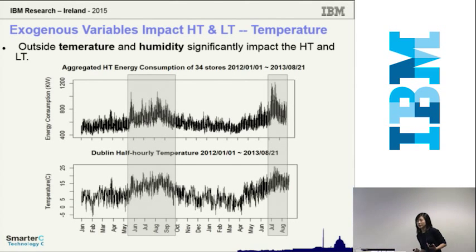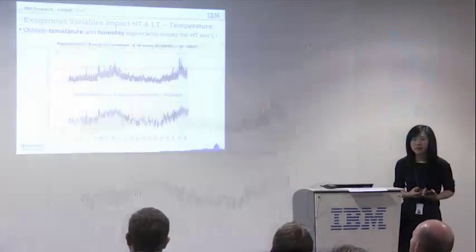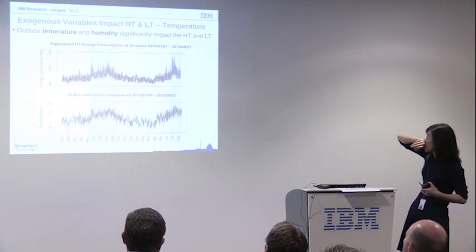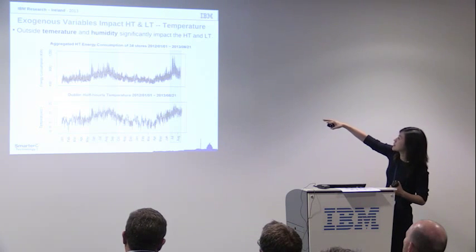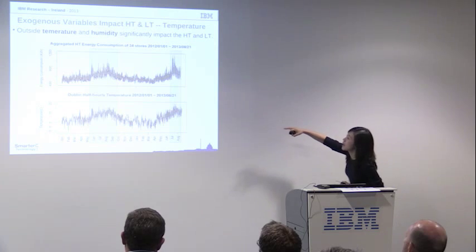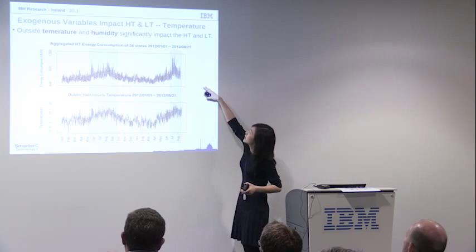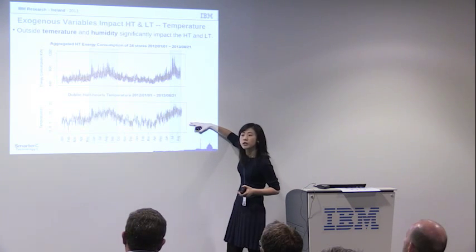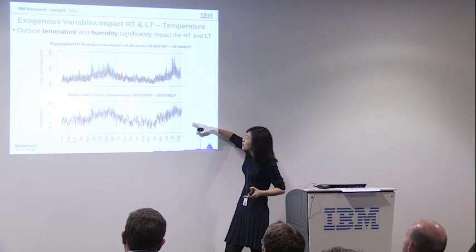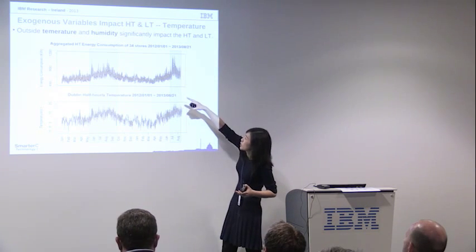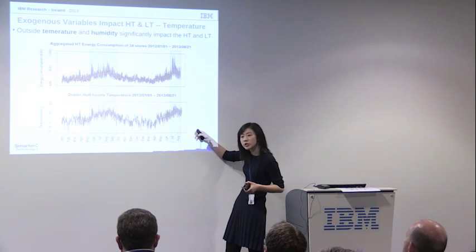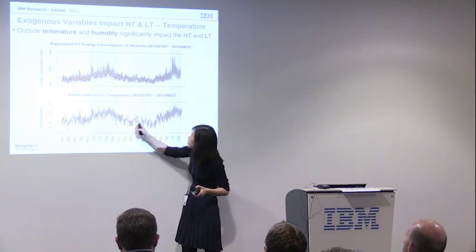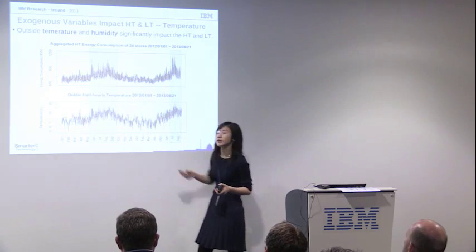what causes these yearly cycles? One of the very significant factors is weather. Okay, so in these two plots you could see, again, the aggregated HT on the upper one, and the lower one is temperature. Here, clearly, the yearly cycle of electric usage of HT moves together with temperature. When temperature peaks in summer, you have peak usage, all right?